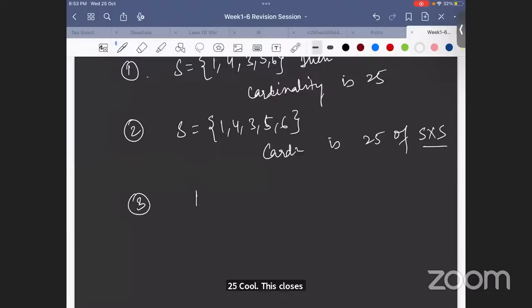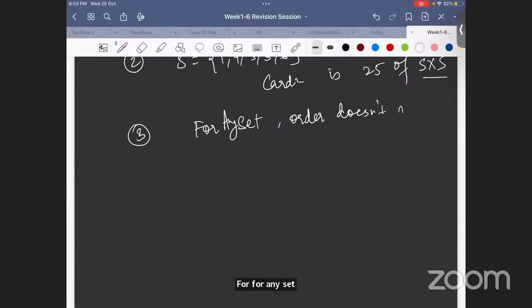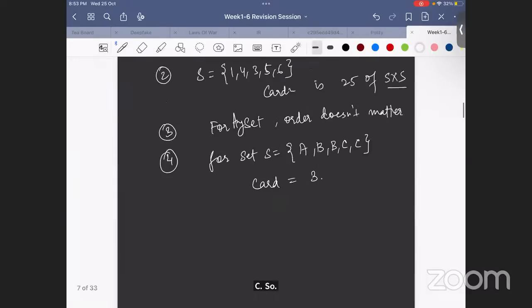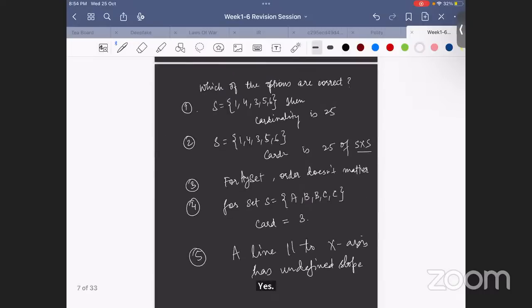Now the third option: for any set, order doesn't matter, for set S equals {A, B, B, C, C}, the cardinality is 3. The fourth option: a line parallel to the x-axis has undefined slope. Tell me which of the following options are correct. Just write in the chat.